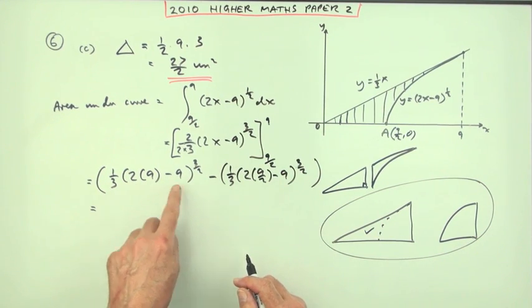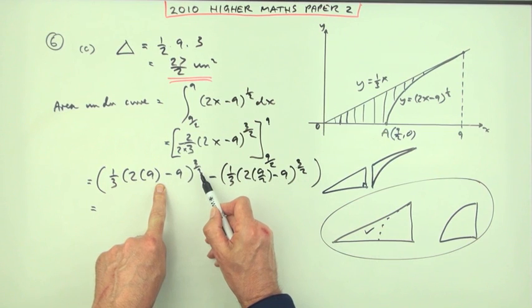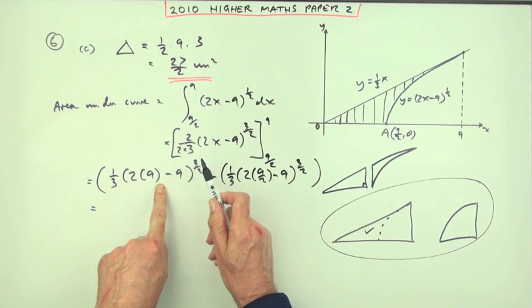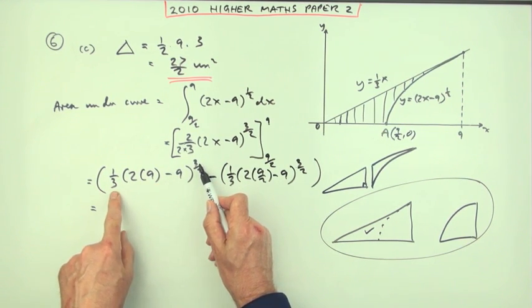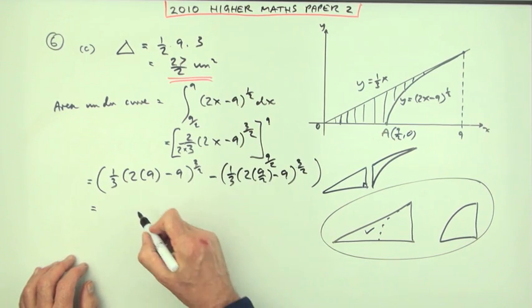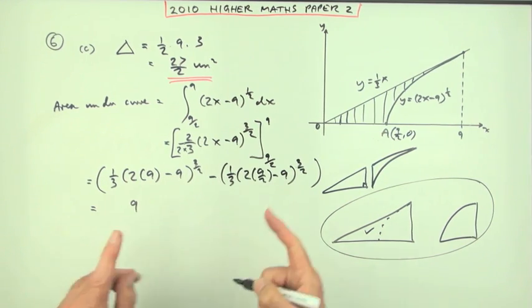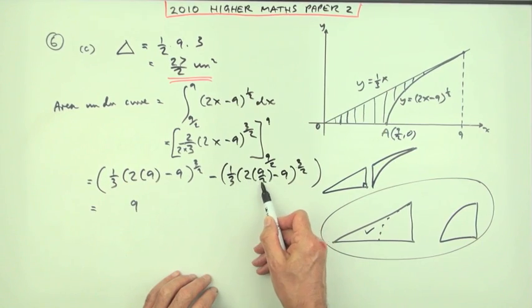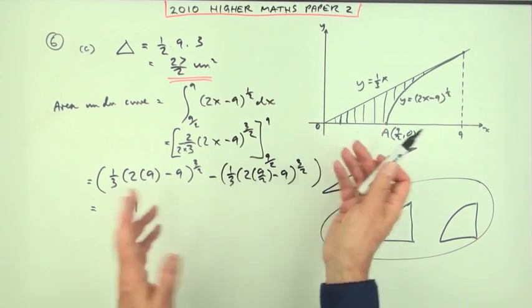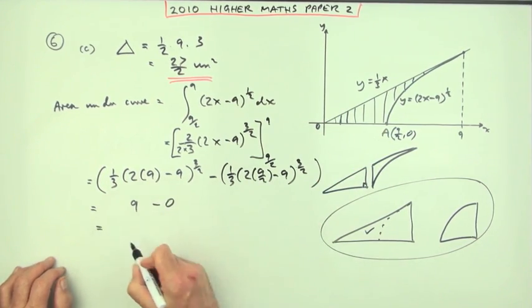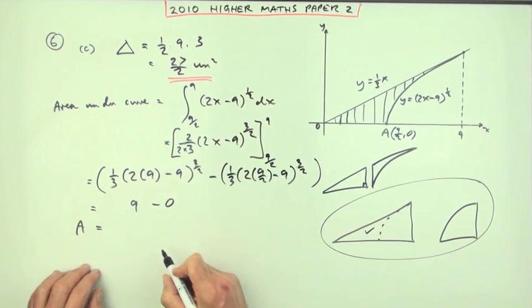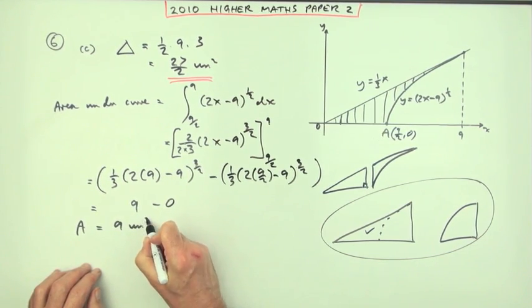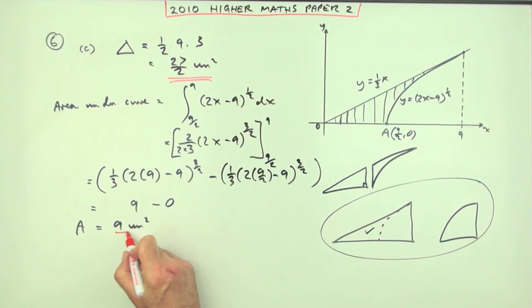Because that's just going to be 2 9s, take away 1 9 is 9. Square root of 9 is 3. 3 to the power 3 is 27, but I'm dividing by 3, so that's going to go to a 9. So that part's 9. This part, 2 times 9 upon 2 is 9. 9 take away 9 is nothing, so it just becomes 0. So this then becomes, the area under this is going to be 9 units squared. Not a lot of working really.